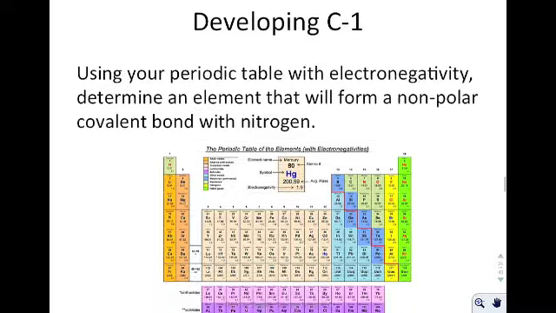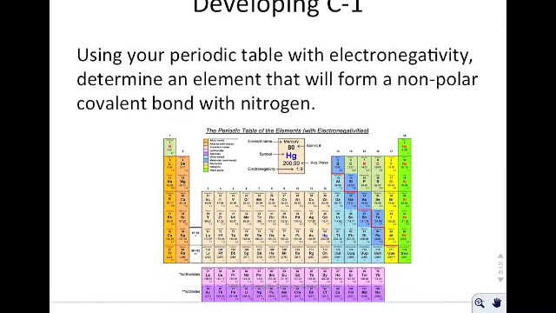So, using your periodic table with the electronegativity, determine an element that will form a nonpolar bond with nitrogen. Now, the easiest one for that is nitrogen. Okay, if you were to find nitrogen, nitrogen would have the exact same number as nitrogen, so together they would form a nonpolar covalent bond. Now what I'd like you to do is look at the table of electronegativity and see if you can find a second or a third element that would form a nonpolar bond with nitrogen.